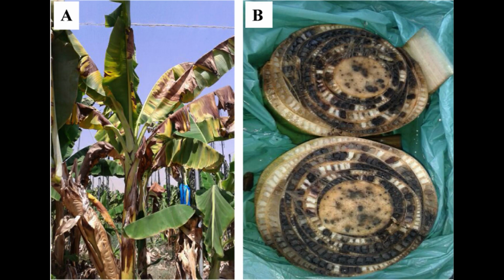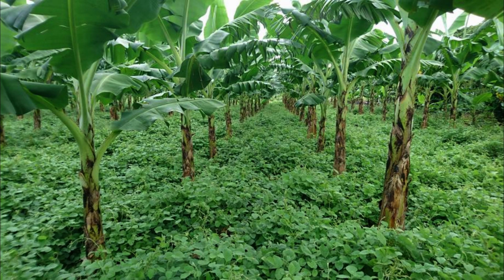So here's what it looks like when the disease actually infects plants. The leaves yellow and the stem insides become blackened. This is because the fungus is actually stopping the plant from getting the nutrients and water it needs to live.